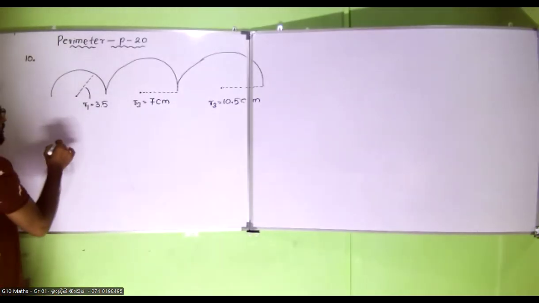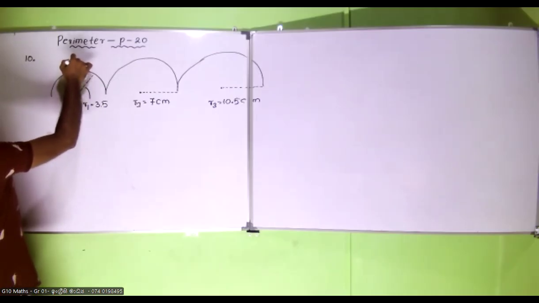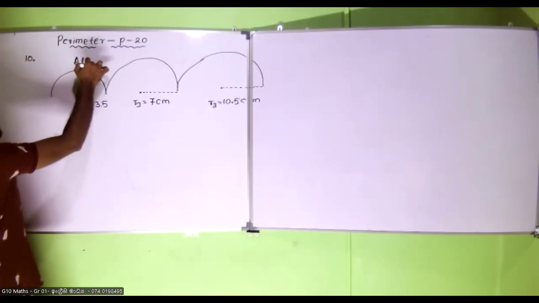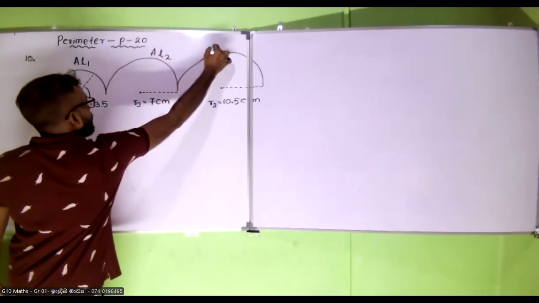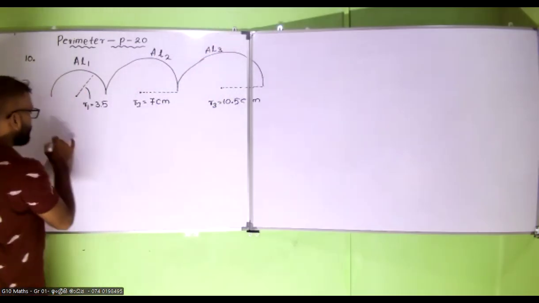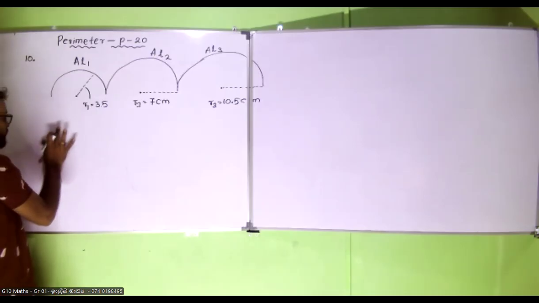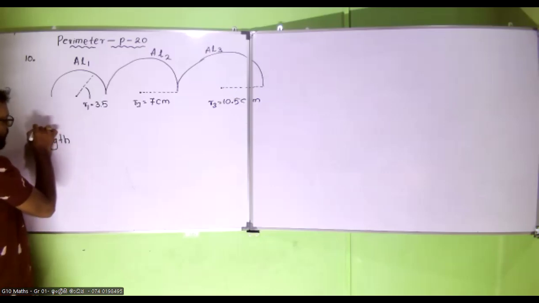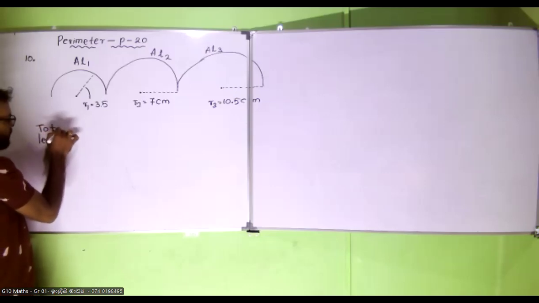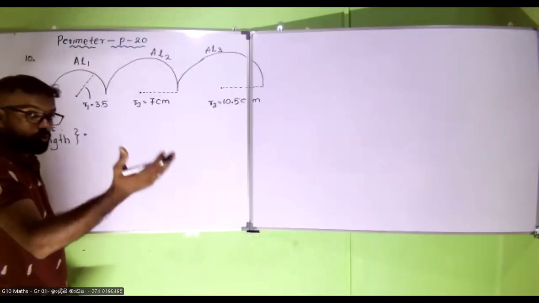So I will take this arc length 1, arc length 2, and arc length 3. So I have to add them if I want to find the full total length of the wires. Some of you guys have done this one already, but some of you might not have.